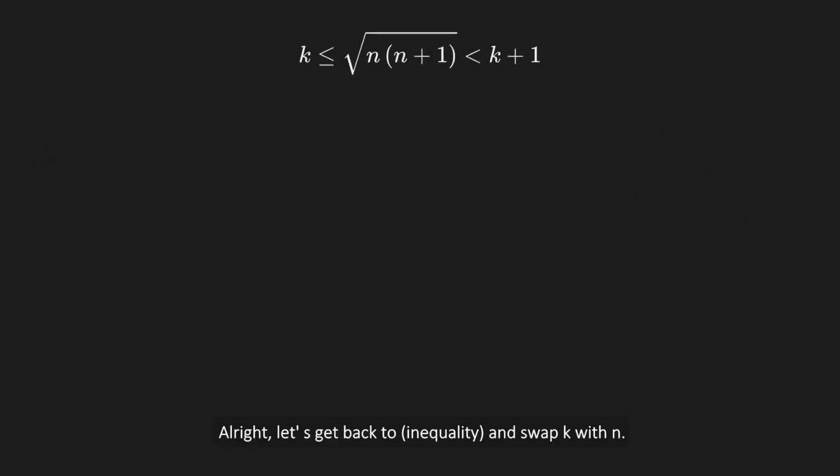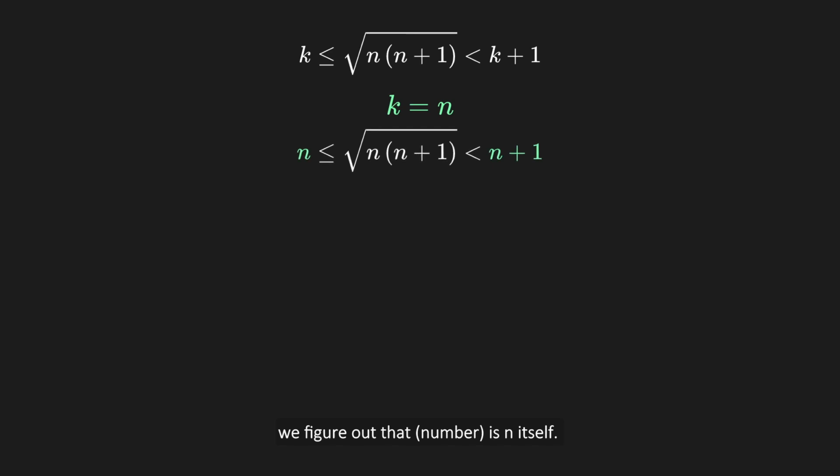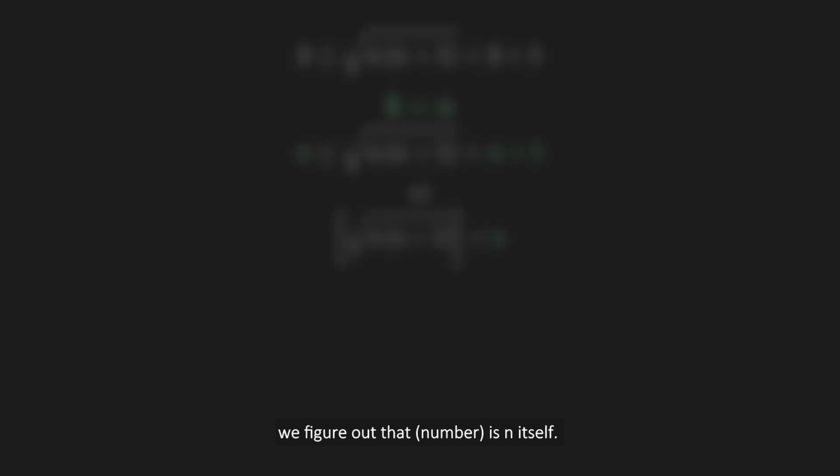Alright, let's get back to k less than or equal to the square root of n times n plus 1, which is less than k plus 1, and swap k with n. Using the earlier property, we figure out that the integral part of the square root of n times n plus 1 is n itself.